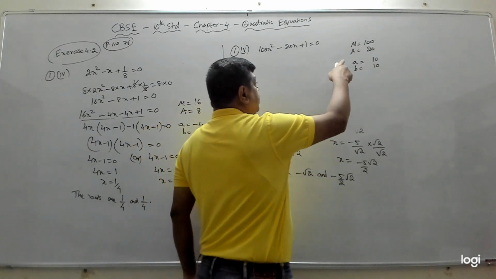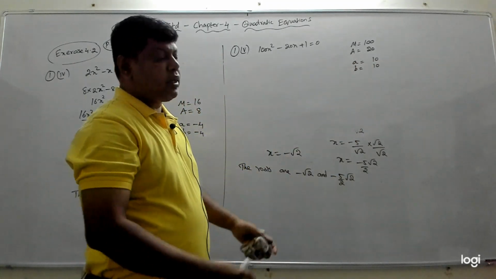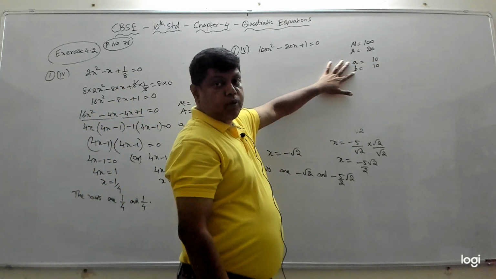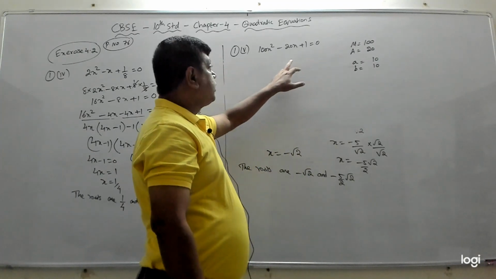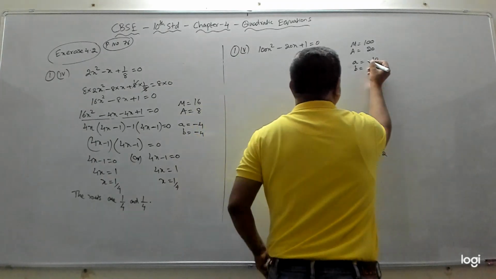Now, again in addition case, both the numbers will be positive or both will be negative. To decide the sign of these two numbers, whether both are positive or both are negative, you have to check this sign. This is minus, so both will be minus. So this is minus 10, minus 10.